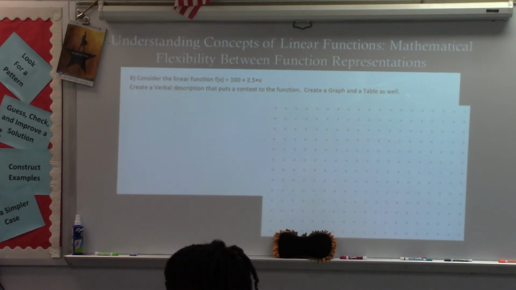It's lesson 1, understanding concepts of linear functions. That's what we worked on last Thursday and Friday, and yesterday. You should have had it from last Thursday.